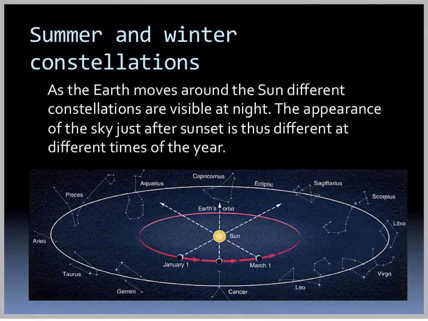So as the Earth moves around the Sun, different constellations are visible at night. The appearance of the sky just after sunset is thus different at different times of the year. Say January 1, when the Sun is in Sagittarius, Gemini will be overhead, whereas March 1st, when the Sun appears to be in Aquarius, Leo will be directly overhead at night.